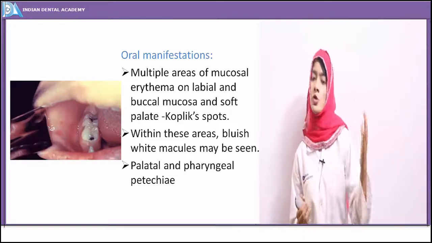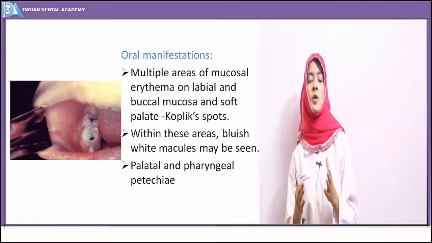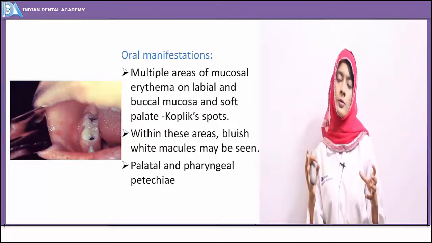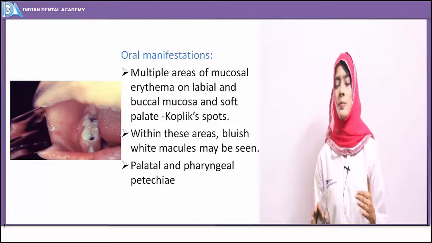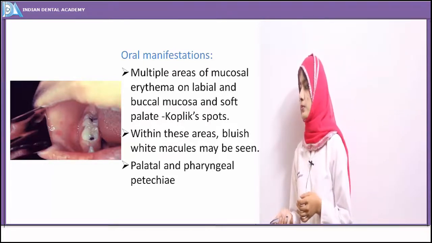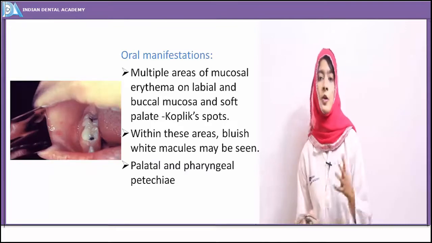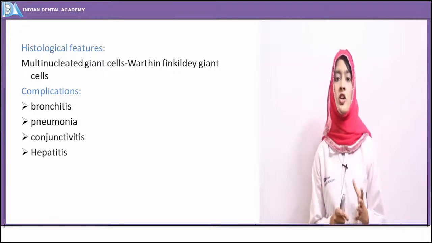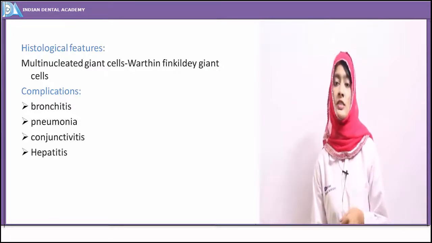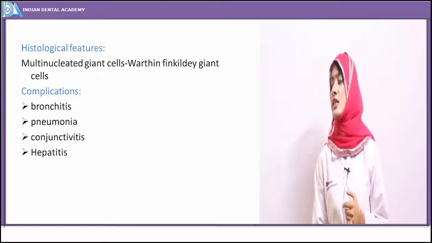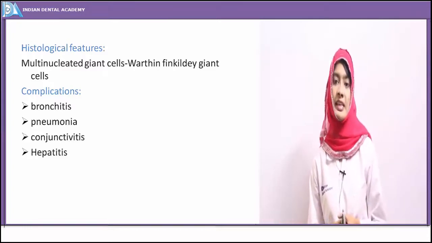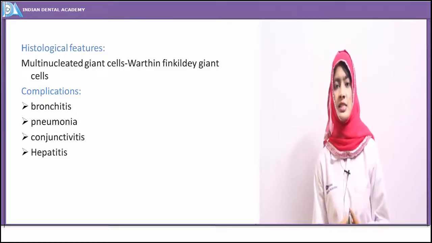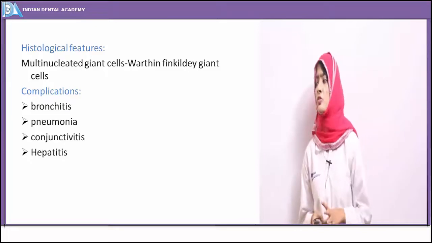So once the prodromal symptoms develop and you see the Koplik spots on the buccal mucosa, after a few days the rashes begin to develop. Once the rashes develop, the Koplik spots automatically disappear. So Koplik spot is diagnostic of measles. The microscopic picture shows the presence of multinucleated giant cells along with inflammation. These multinucleated giant cells are given a specific name, Warthin-Finkeldey giant cells.